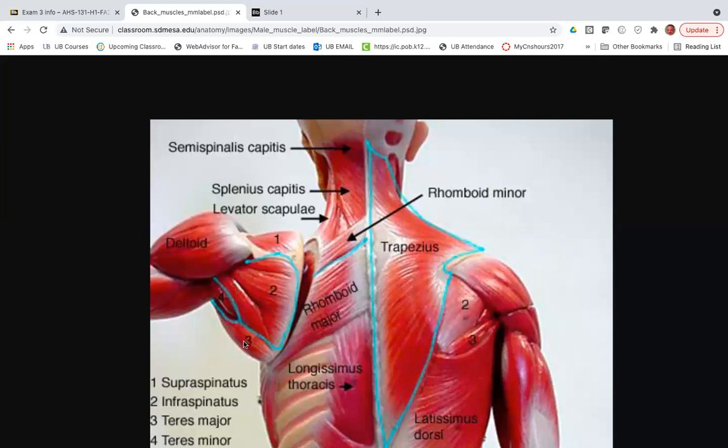Minors are always above majors, and teres minor, number 4, and teres major, number 3, are going to sandwich and pinch this belly of this muscle here, which is the triceps. And when I cover the arm muscles, I'll clearly show you the triceps gets pinched between teres minor and teres major.